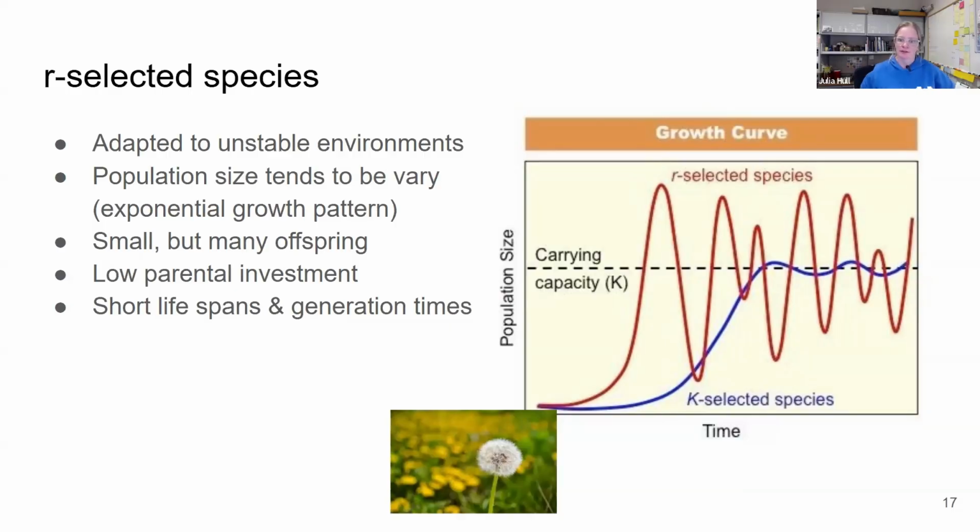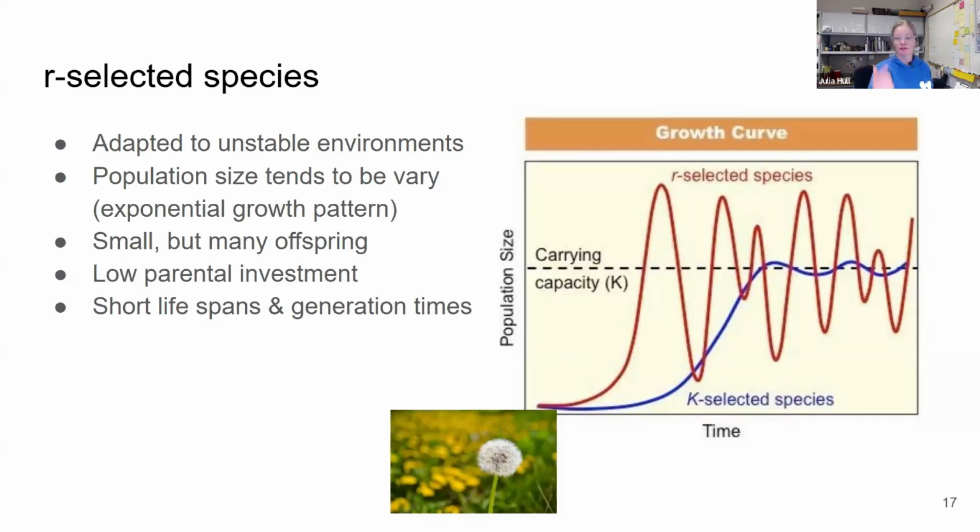Our r-selected species, on the other hand, are adapted to unstable environments, and they have periods where there's a ton of resources available in their environment, and then those resources are removed, and we kind of cycle through those boom and bust cycles. Their population size is also going to be unstable. We're going to have huge rates of growth, huge rates of die-off, huge rates of growth, huge rates of die-off.